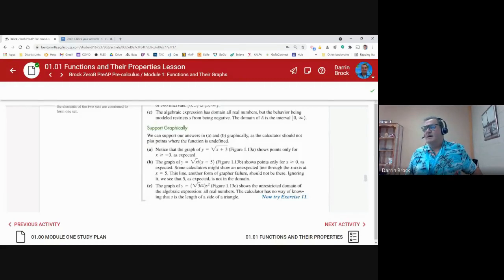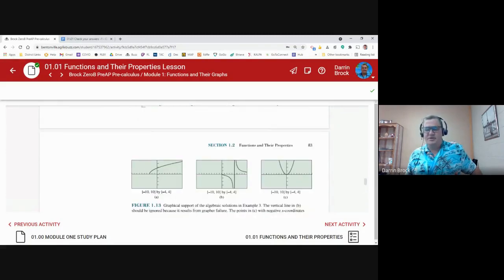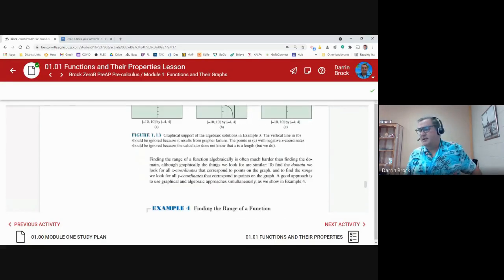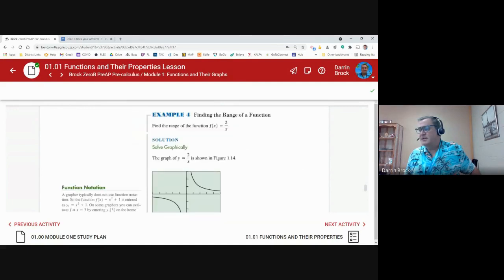So graphically, and I will put a link to Desmos on there, where you can go to Desmos and graph and just click on that. I'll put that in Google Classroom as well if you want to use that graphing software where you can make these graphs and check things.